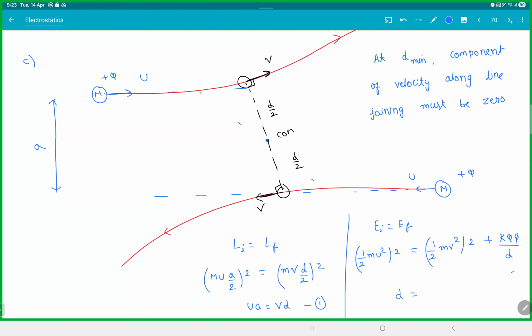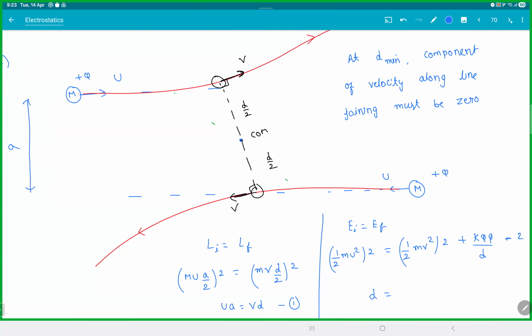Right, Samir? All clear the steps? This is your energy conservation. So equation 1 and equation 2 solve, you'll get the answer. Any doubts on this? So if you substitute here, this will be m v square equals u square a square by d square plus k q square by d. Yeah, if numbers were given, it would have been easy. So from here you'll get the value of d.